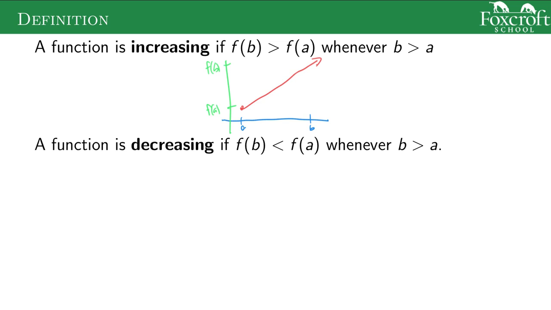Decreasing, you probably already guess. Again, b is greater than a, so b is on the right. But now f of b is less than f of a, so f of b is lower than f of a for our y values. And if you go from the A point to the B point, you can see we're going in the downward direction. So anytime our graph is going upward, we're increasing. Anytime our function is going downward, we're decreasing.